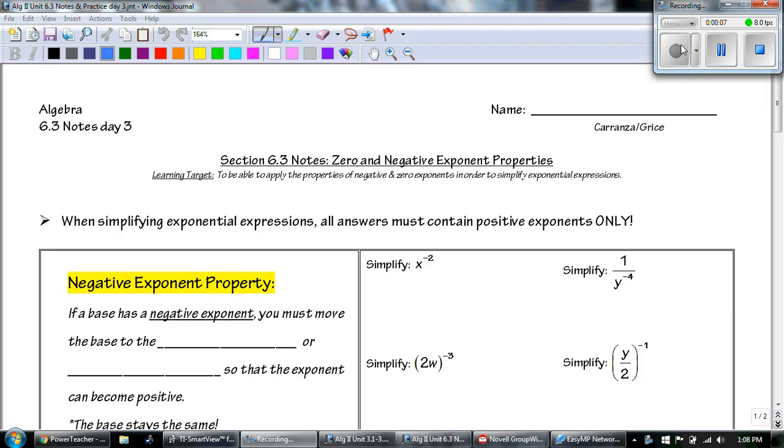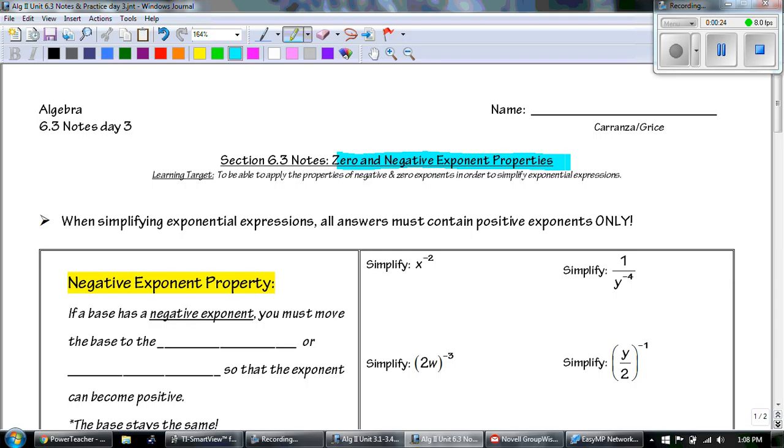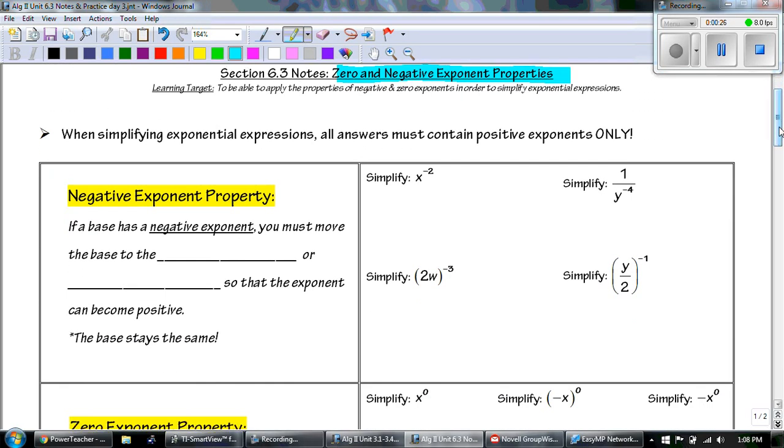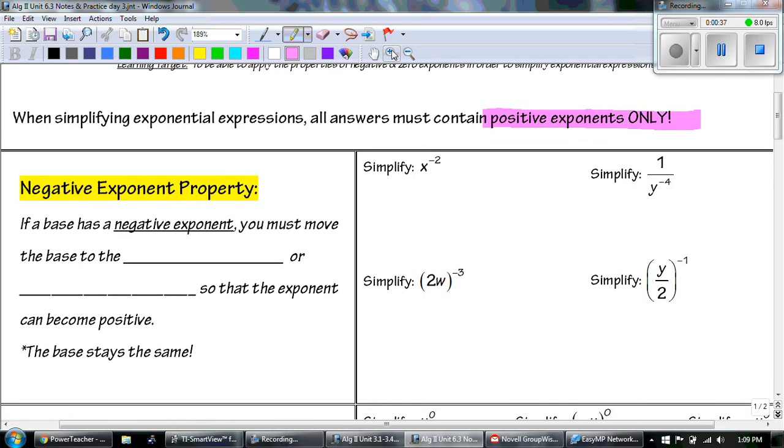Today we're going to be talking about the zero and negative exponent properties. Our learning target today is to be able to apply the properties of negative and zero exponents in order to simplify exponential expressions. So, when we simplify exponential expressions, all answers must contain positive exponents only. Now, you've seen this in your directions multiple times, but this is the first time that we're actually going to be applying that and seeing what that looks like.